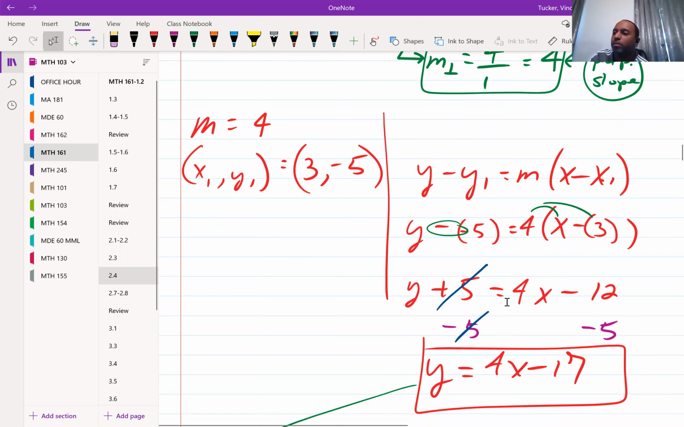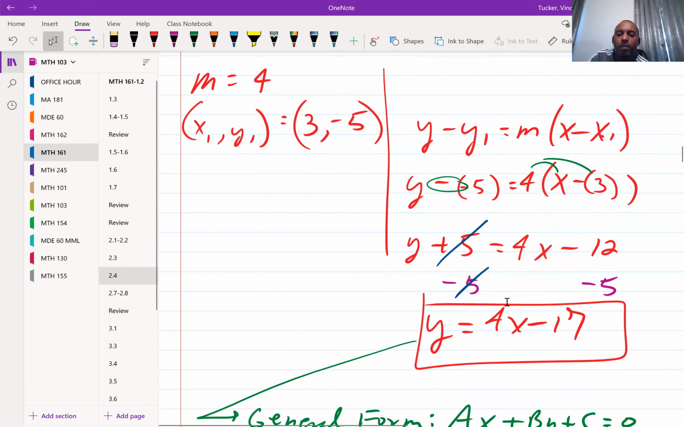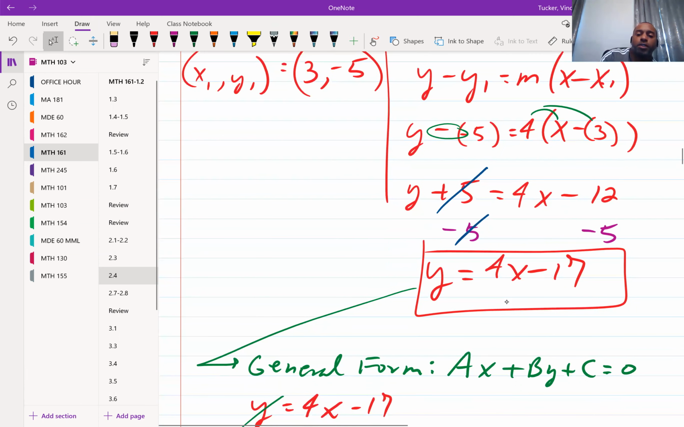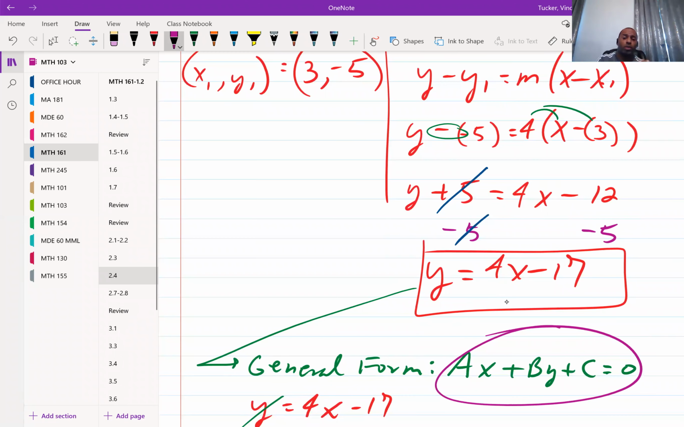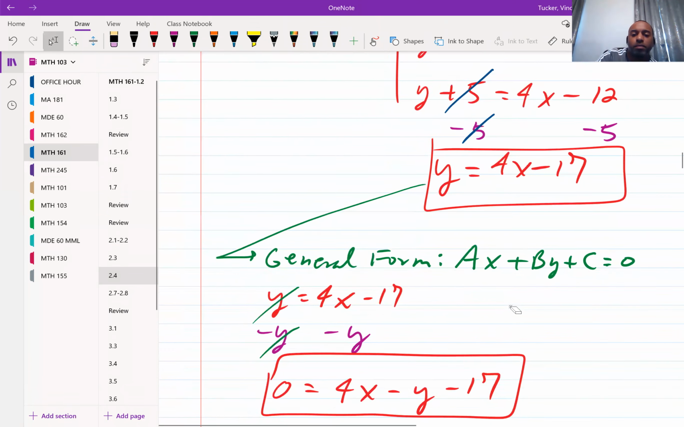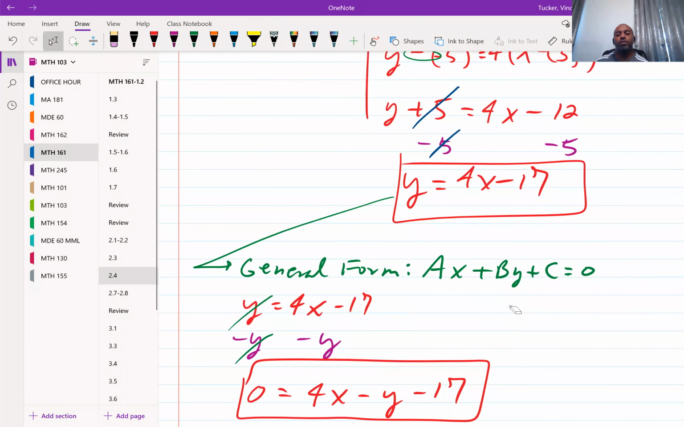All right. So now we have y equal to 4x minus 17, but it did ask us to put our answer in general form. That just means all of our terms need to be on one side of the equation. That's your general form. So I just went ahead and subtracted y from both sides. 4x minus y minus 17 equals 0. Questions? Any questions?